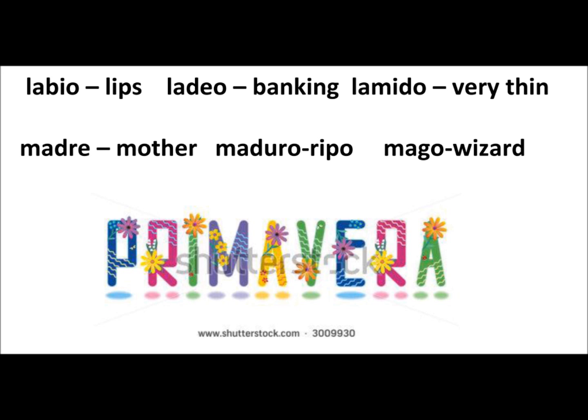Mapupa is spelled M-A-P-U-P-A. Mapupa in English means bone, like the bone of the body. Bone, B-O-N-E. Mapupa.